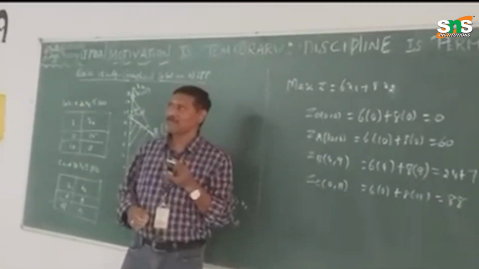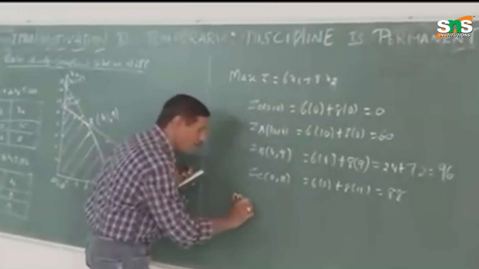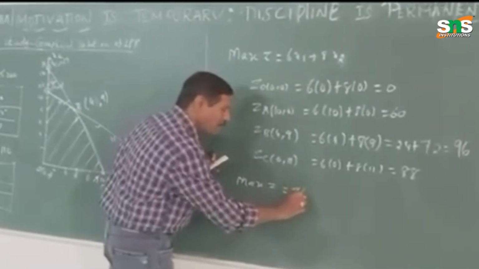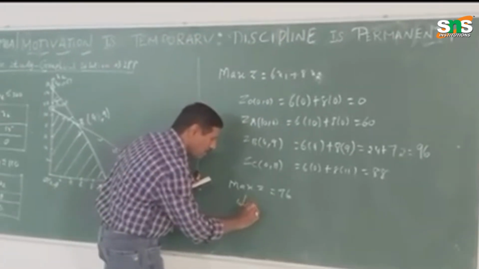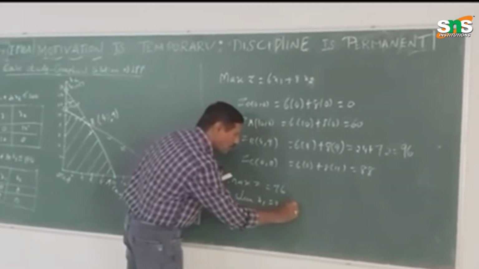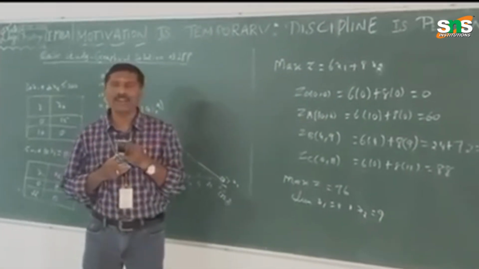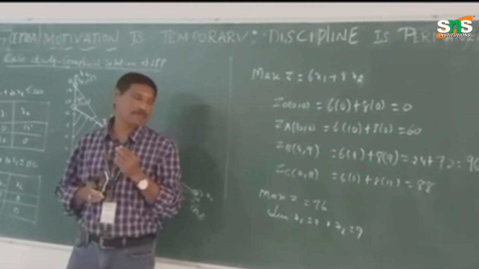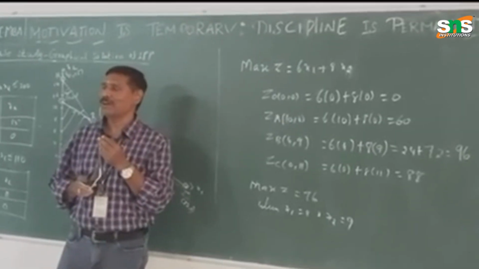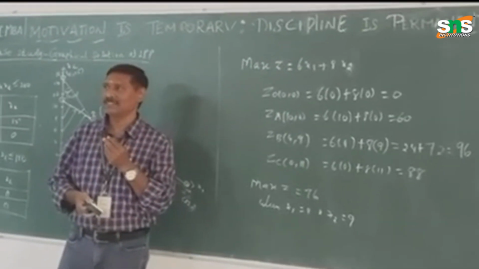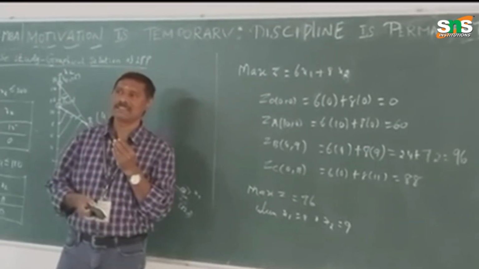So the x1 value is 4 and the x2 value is 9. Yes, good, correct. Among all these values, which one is maximum? 96. Therefore, our maximum Z value, the optimum value, is 96. Then x1 is equal to 4, x2 is equal to 9. So if x1 is 4 and x2 is equal to 9, we get the optimum value. So a maximum of 96 is produced. Thank you.